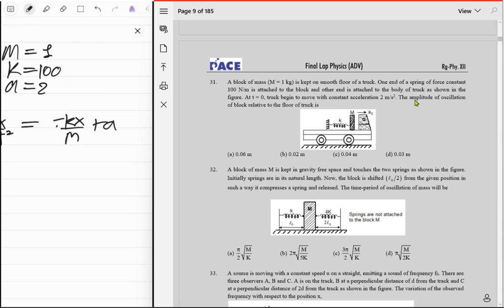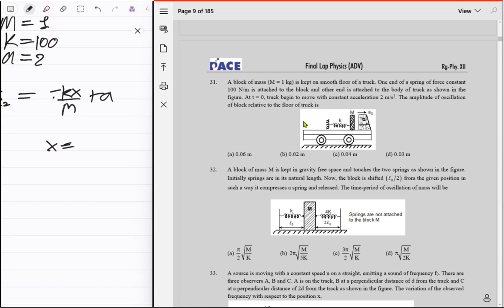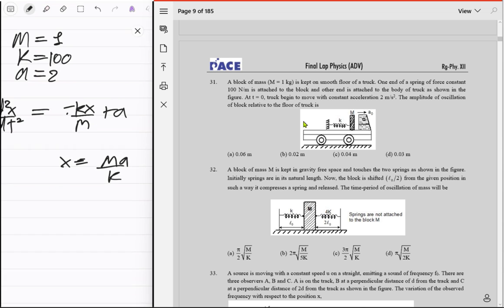The amplitude of the oscillation of block relative to the floor of the truck is, that's just figuring out कि ये क्या होगा. That's easy. So equilibrium position constant, which is x is equal to ma upon k, right? That's our equilibrium position. That is the amplitude, in fact. So just figure it out: 1 times 2 upon 100, it's like 0.02 meters. So B is the answer.